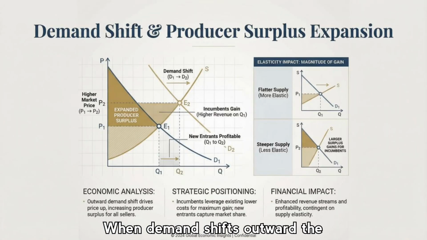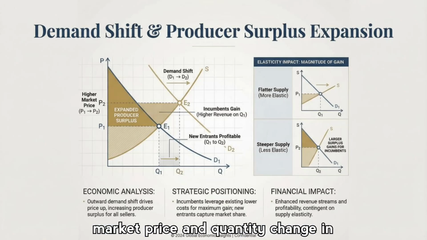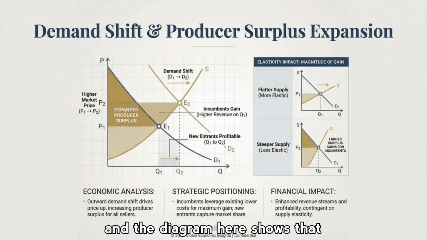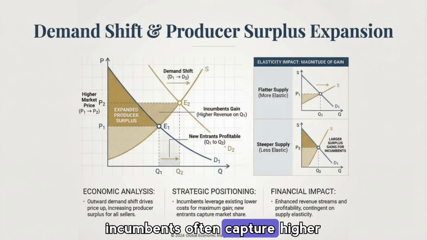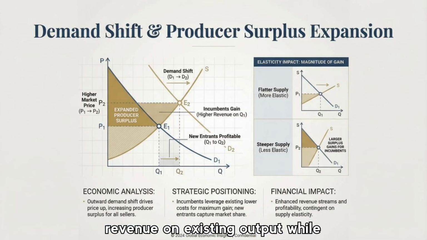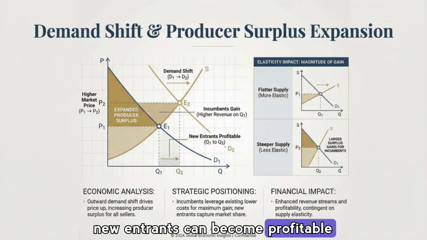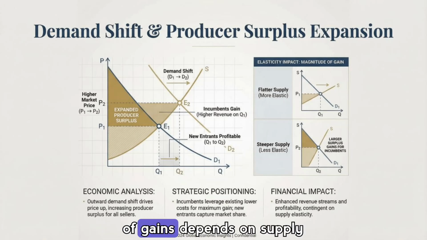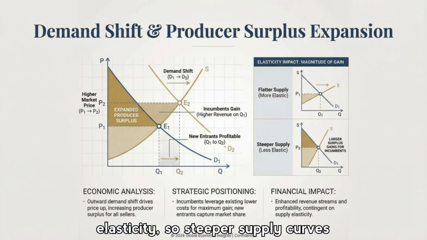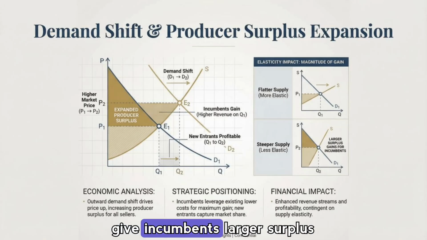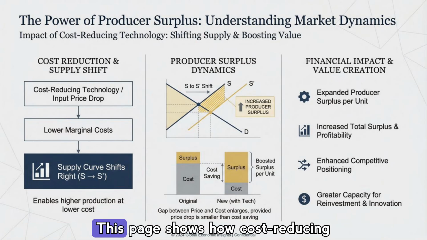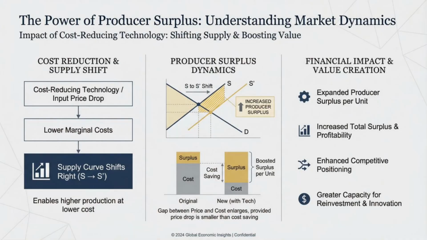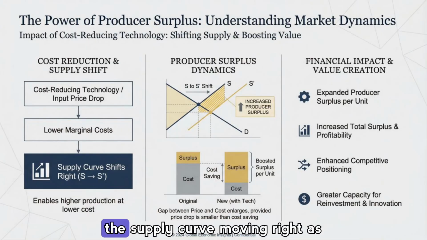When demand shifts outward, the market price and quantity change in ways that expand producer surplus, and the diagram here shows that incumbents often capture higher revenue on existing output, while new entrants can become profitable on expanded quantities. The panel also points out that the magnitude of gains depends on supply elasticity, so steeper supply curves give incumbents larger surplus increases.